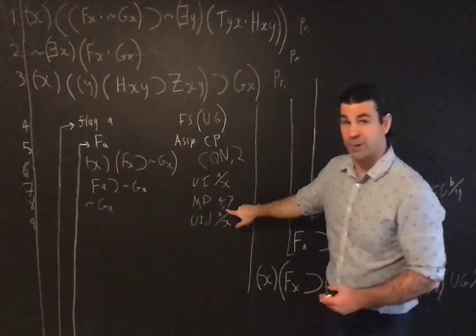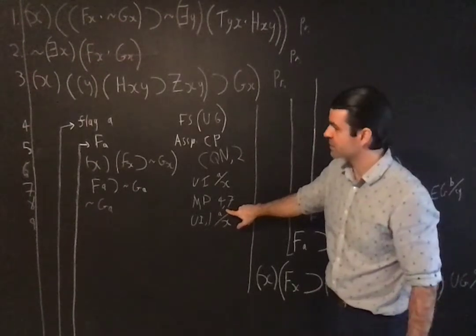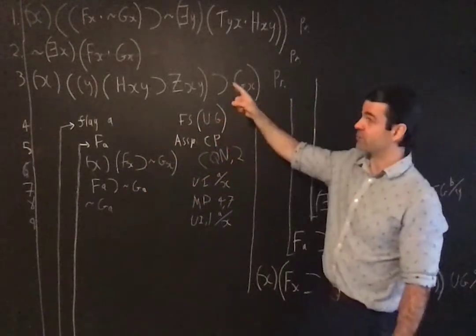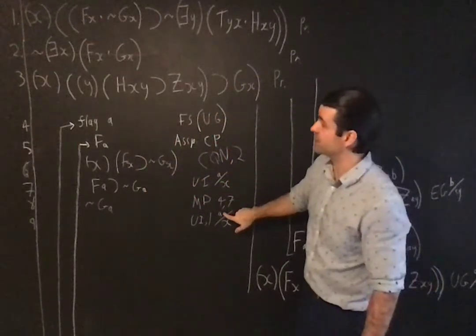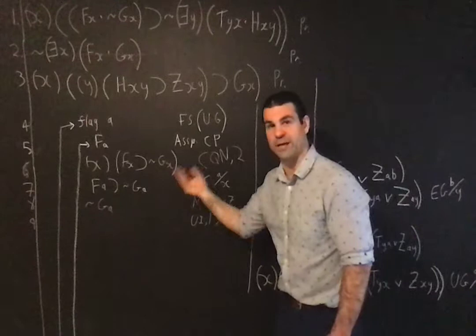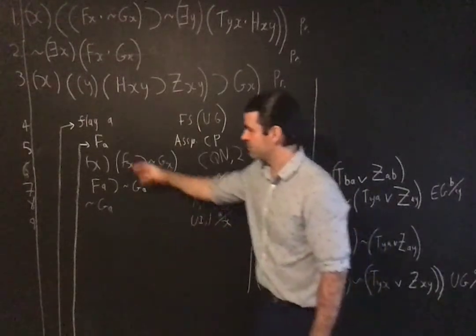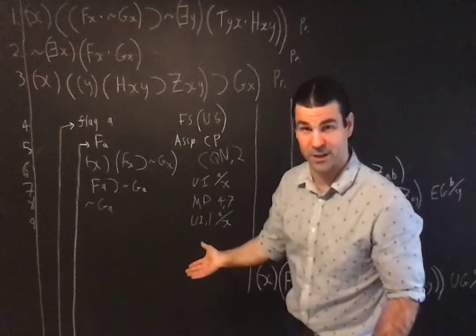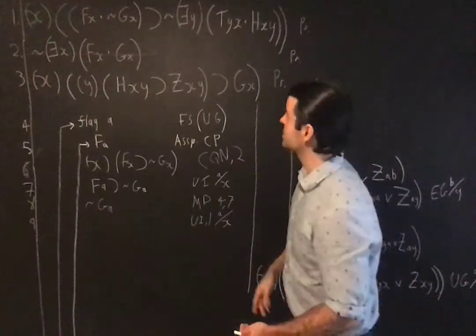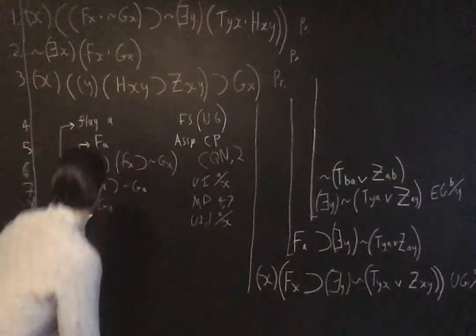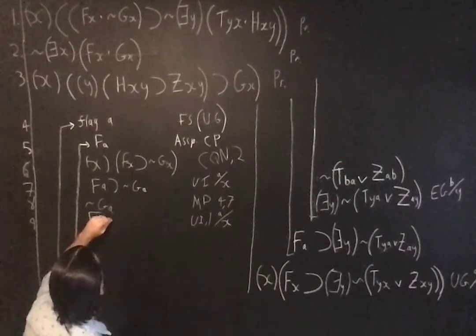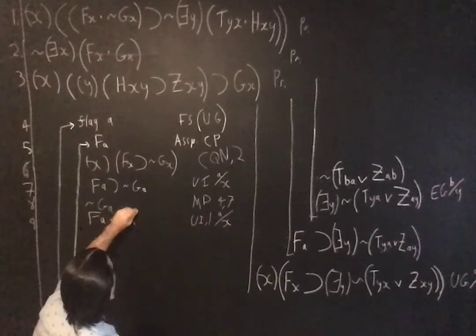So where am I looking? What am I thinking? I'm thinking that I've got these two, I can conjoin them, and if I universally instantiate to A in particular, what I'll get is a conditional with the conjunction of these two as its antecedent, which will make available a modus ponens. So let's do that. So it's FA and not GA.